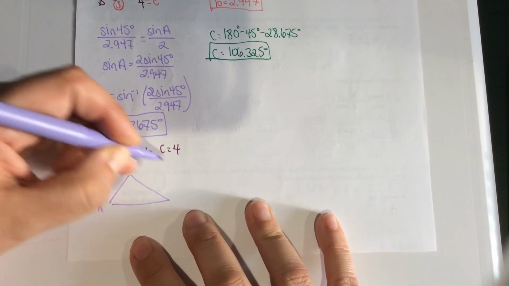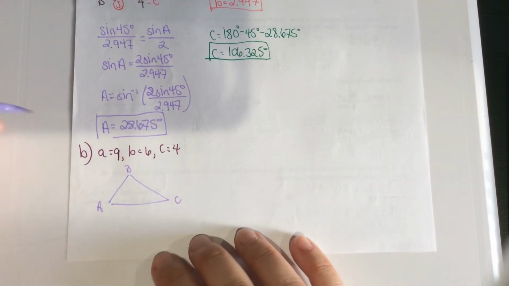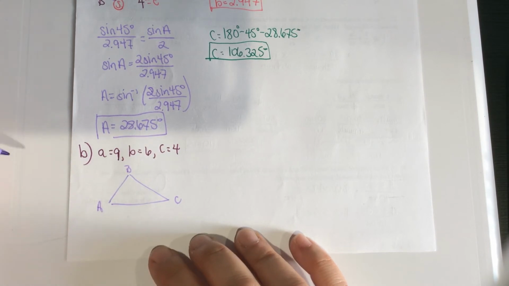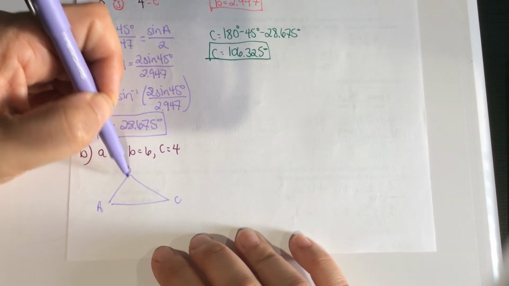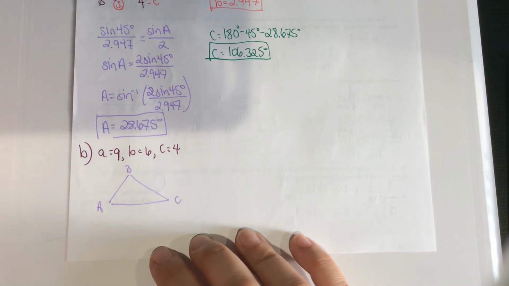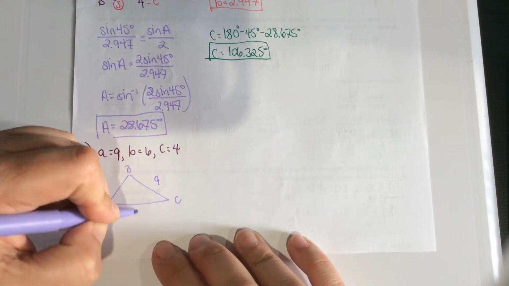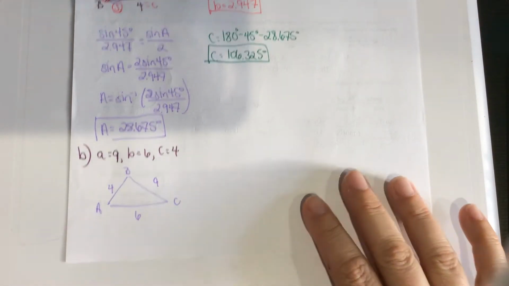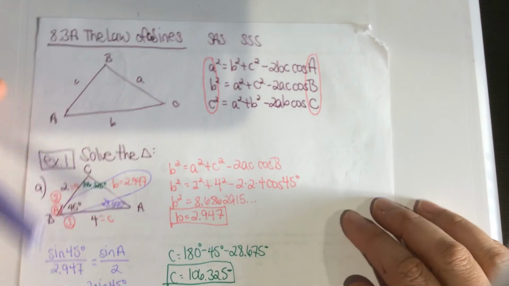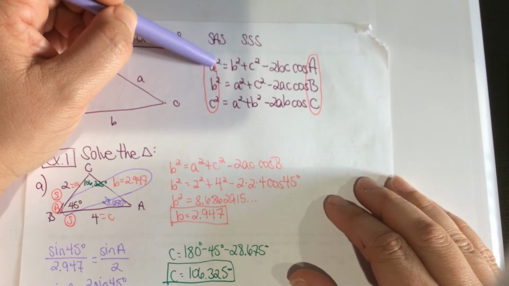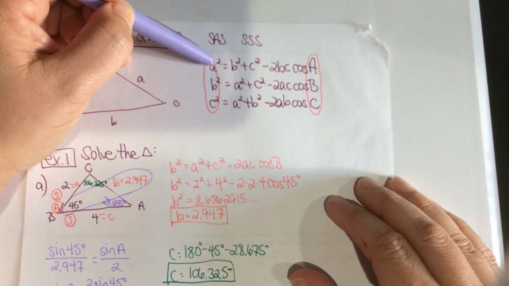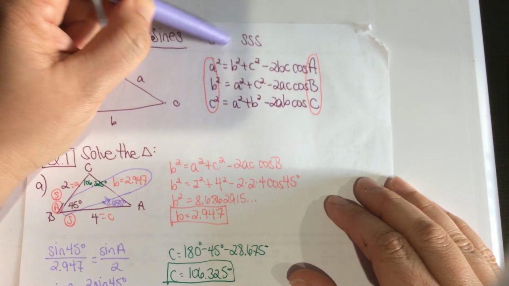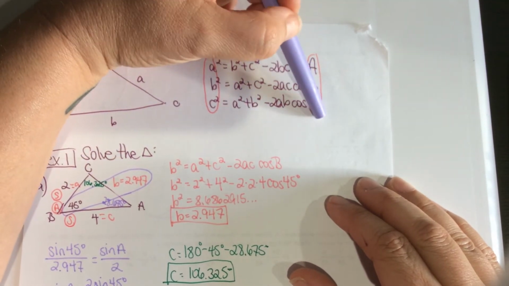I have no idea how this is going to work out. I do know that the longest side is going to be across from the largest angle. So already this is not going to be to scale, because I have it labeled that this is the largest side, but that's okay. We just need a visual. 9, 6, and 4. So now it doesn't matter which formula I choose because I have all 3 sides. No matter which of these 3 formulas I choose, I'm going to have all of the information. I'm just going to be missing the angle.